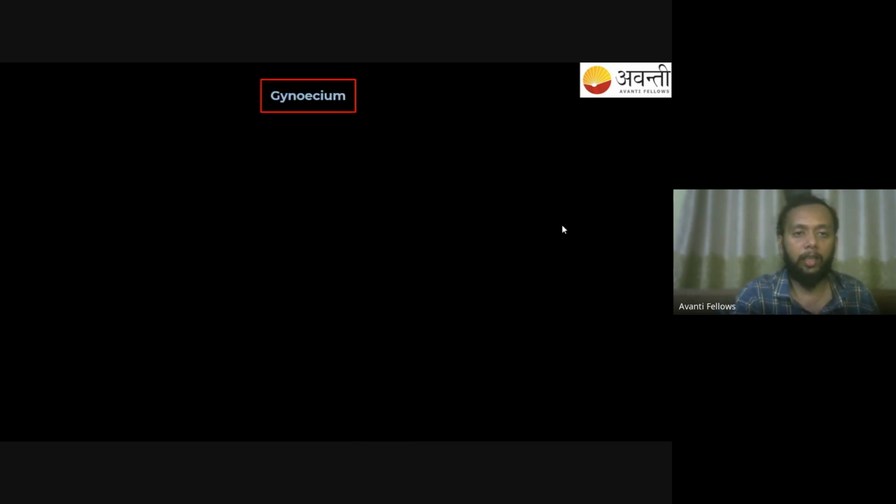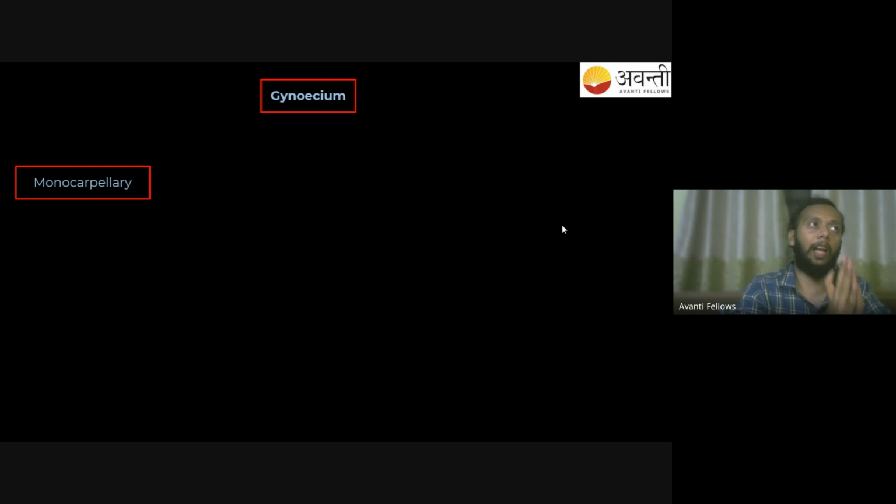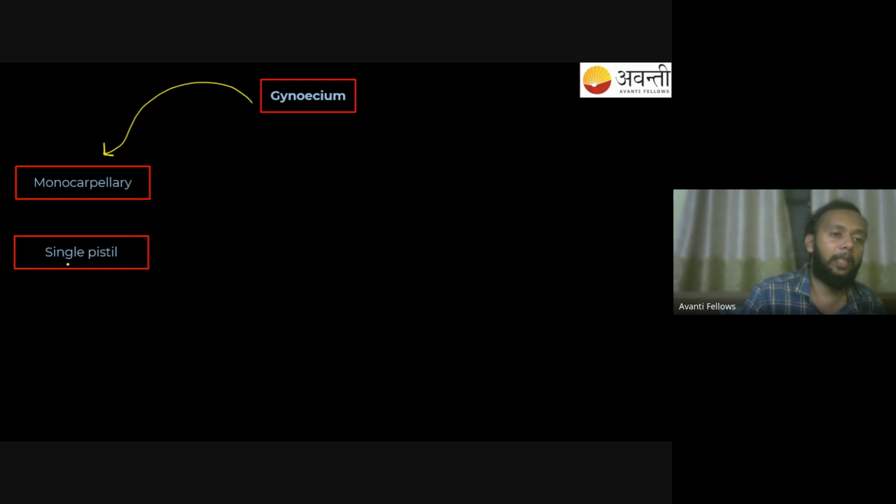See, when we discuss the gynoecium, in the gynoecium you can have a single carpel. So you have a flower and the flower has a single carpel. That condition is called monocarpellary. That means it has a single carpel or a single pistil over there.